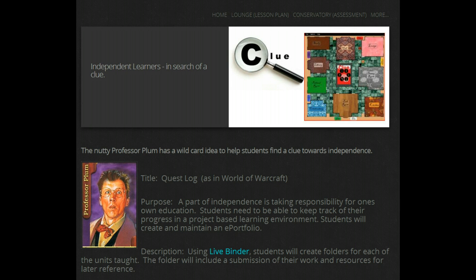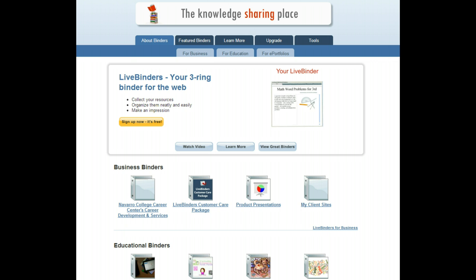In the study, the nutty Professor Plum has a wild card idea to help students find a clue towards independence. Students would keep a quest log, very much like in the World of Warcraft, because a part of independence is taking responsibility for one's own education. Students need to be able to keep track of their progress in a project-based learning environment. Students will create and maintain an e-portfolio using LiveBinder. Within their LiveBinder, the folders will include a submission of their work and resources for later reference.